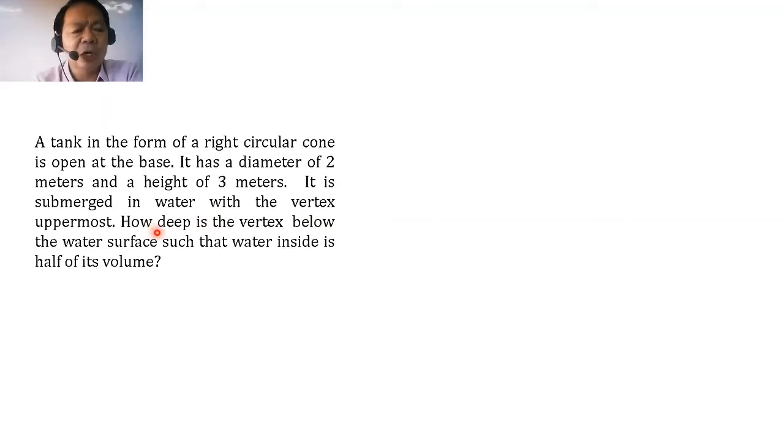The question is how deep is the vertex below the water surface such that the water inside is half of its volume. Take note of what is being said here, that the water inside is half of its volume. So that is the condition: when it is submerged, water enters equal to half the volume of the right circular cone.